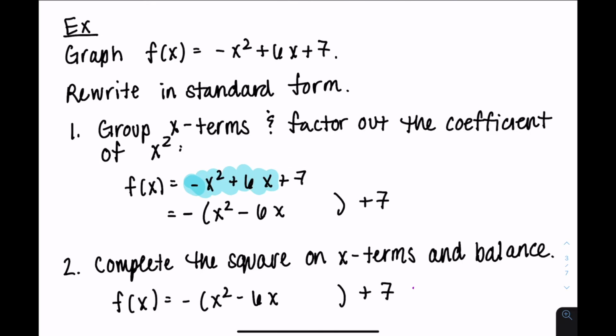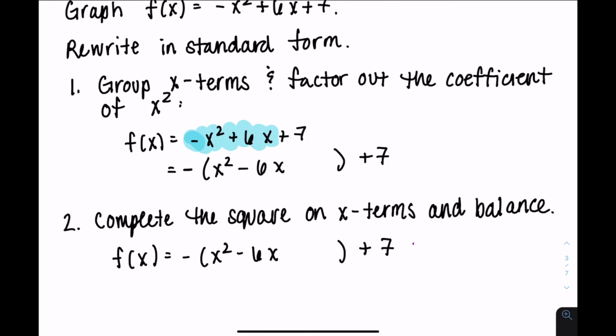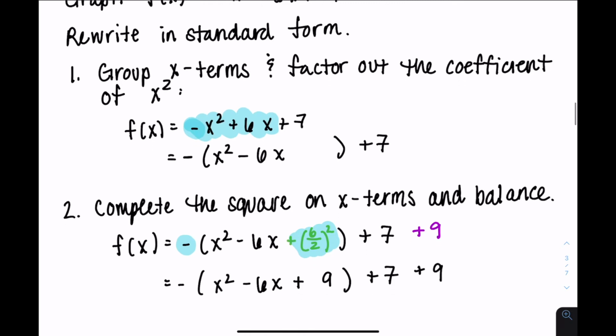So here's where we're at right now. We need to take this number, divide it by 2, and square it. So we take 6 over 2, square it. It's going to be 3 squared. I'm really adding 9 in here, but not just 9. I'm adding negative times this value. So I'm adding negative 9, which means I've got to add a positive 9 to counterbalance. So this is equal to negative (x squared minus 6x plus 9) plus 7 plus 9.